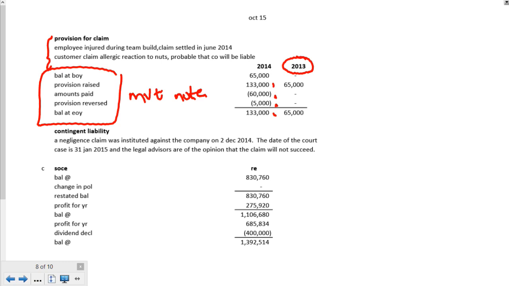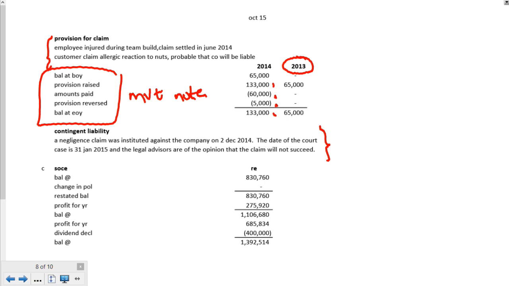And then there was a contingent liability. This one is where the advisors are of the opinion that the claim will not succeed. Yeah. So when we saw the previous claim, the first claim, the advisors were of the opinion we would have to pay, isn't it? That was for the employee. The second one, it looks like we didn't even go to the legal advisors because we knew we were in the wrong, isn't it? So that one we provide.